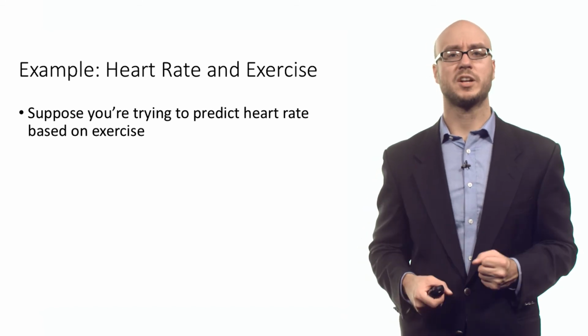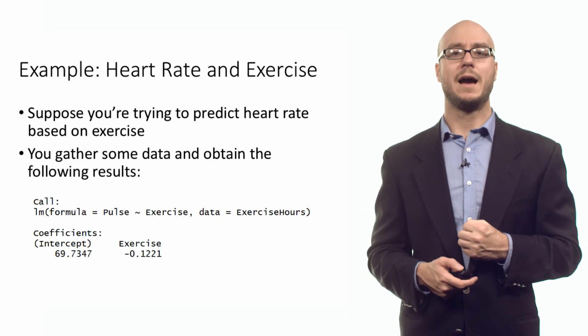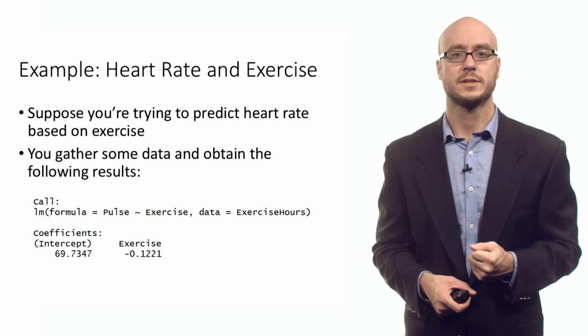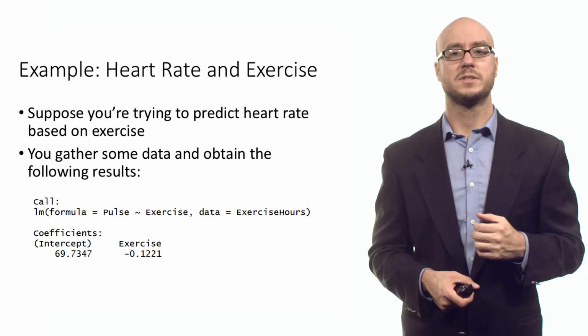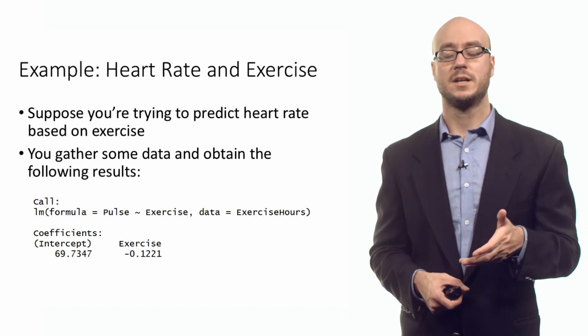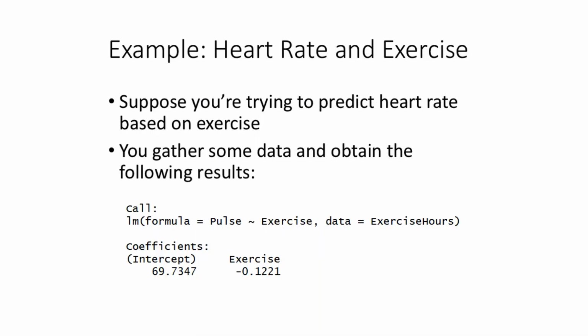So suppose you're trying to predict heart rate based on hours of exercise, and you obtain some data and you grab this result. Okay? This is the output from a statistical model, and so we're predicting the pulse rate per minute based on exercise. So we get these coefficients, these values of the intercept and slope using the method of least squares. The intercept is about 69.7, right?